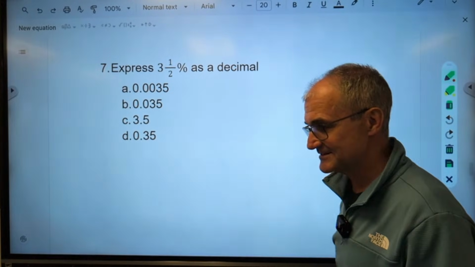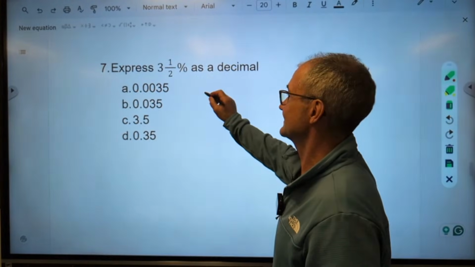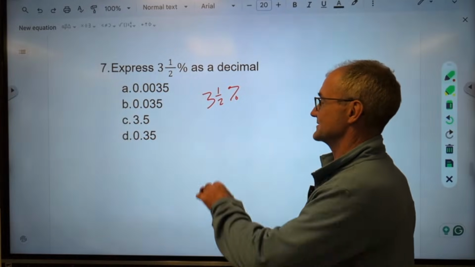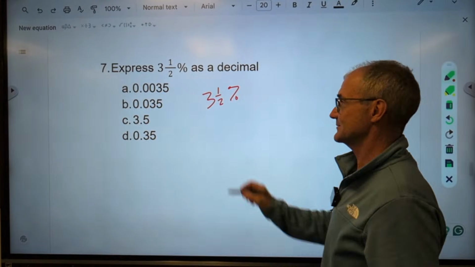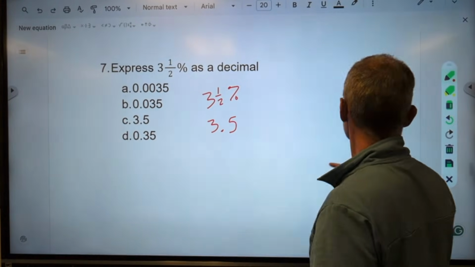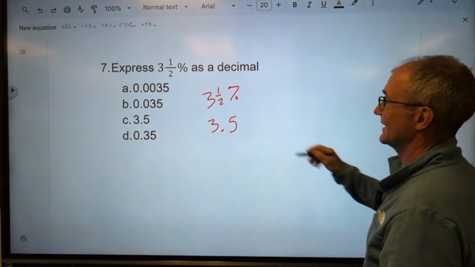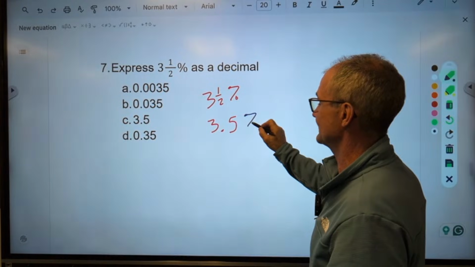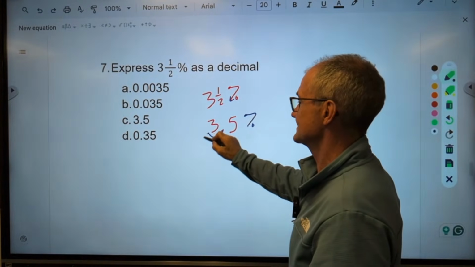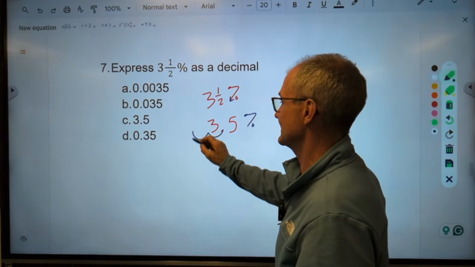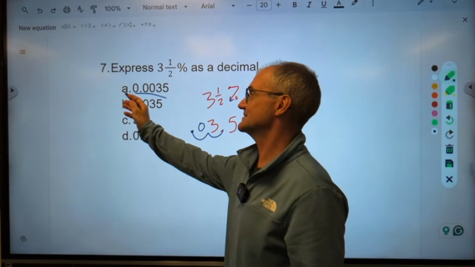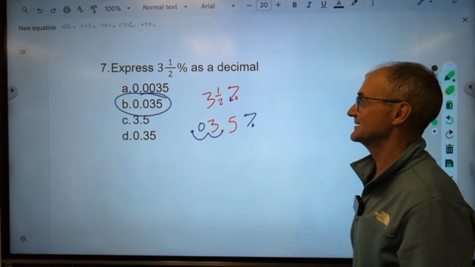Okay, you got some answers up there. I'm going to just take this 3.5%. I'm just going to convert that to a decimal, 3.5. Once I have that 3.5, it's still 3.5%. I got to go over that way 1, 2 to give me 0.035. Correct answer, answer B right there.